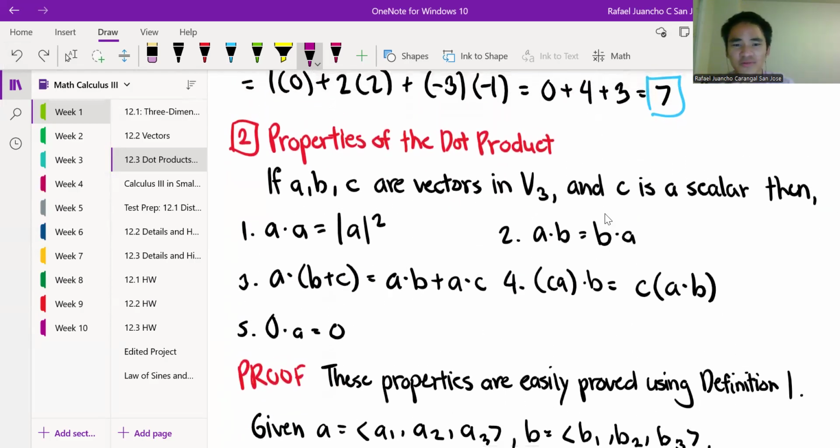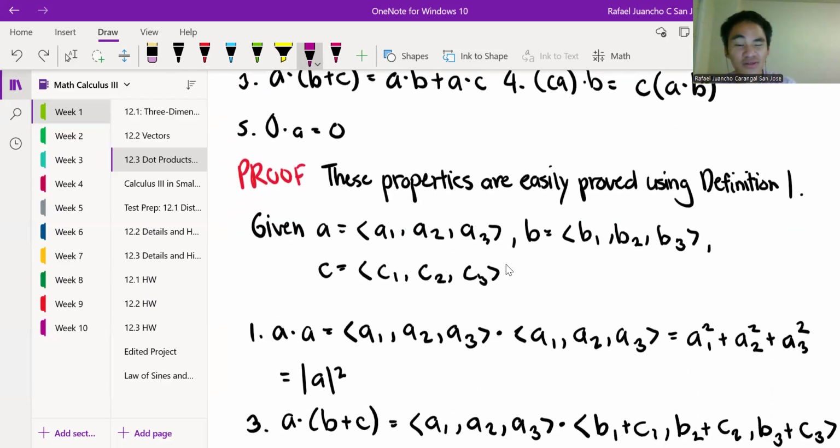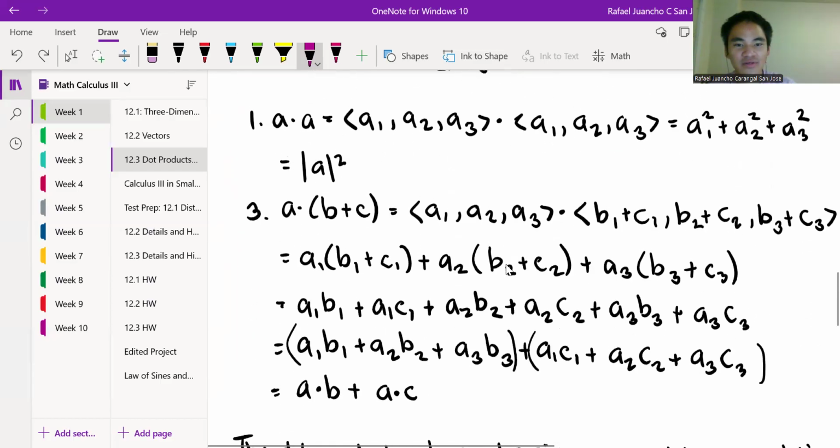And here we have some properties. So if A, B, C are vectors in 3D, and c is a scalar, then we have these properties. If we multiply A times A, we get its magnitude squared. A times B is the same as B times A. We have these different properties that definitely make sense. And we actually proved two of them, if I remember correctly.